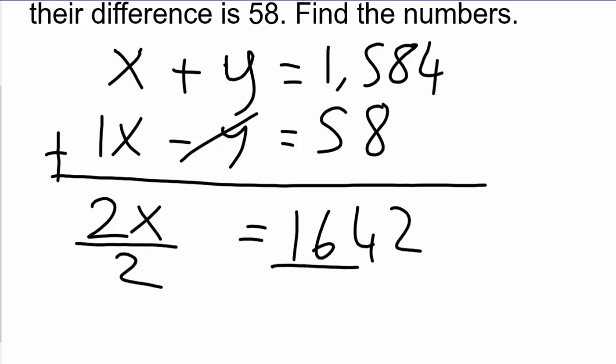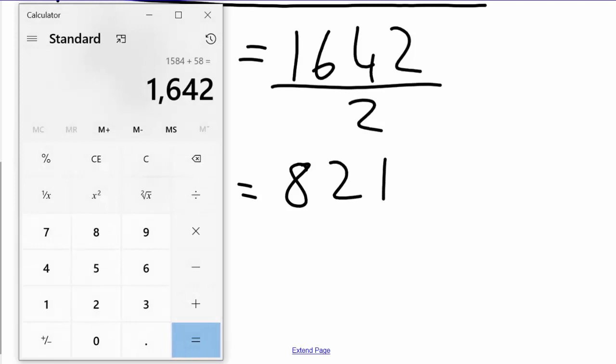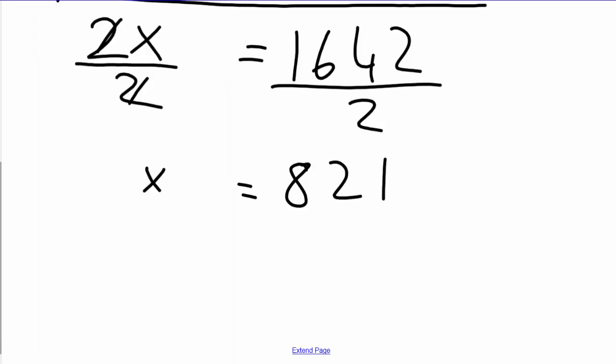And we want to leave x alone. Divide by 2, divide by 2. Boom, boom. x would be equal to 821. Okay, let's use the calculator. Divide by 2. It should be 821. And now I know what the x is.